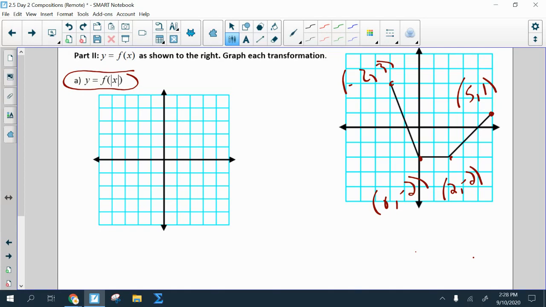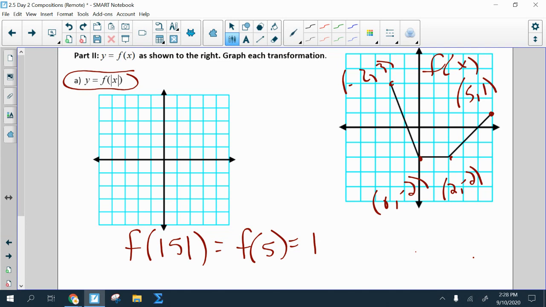Okay, so what this is telling you to do is to take the x value and put it into the absolute value. So if I were to do this first point, let's just do (5, 1), it's f of the absolute value of 5. Well, that's the same as f of 5. And according to our graph, f of 5 equals 1, because this is f of x over here. So I'm graphing (5, 1). The same thing is going to happen with the point (2, -2). You're doing f of the absolute value of 2, which is the same as f of 2, which is equal to negative 2. So that point doesn't change.